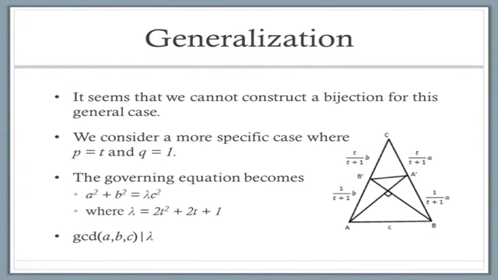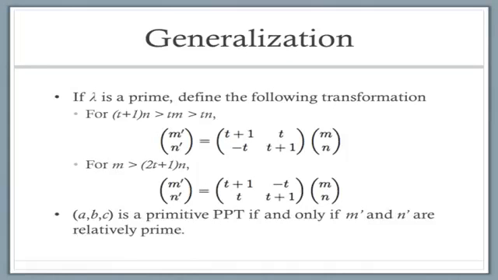Therefore, if we want to construct a bijection, we want to look at a more specific case, say P equals T and Q equals 1. And then the governing equation becomes as follows by substituting P and Q. And we can see that the GCD of A, B, C will divide lambda. Therefore, it is natural to ask what happens when lambda is a prime. If lambda is a prime, then the GCD of the triples can only be 1 or lambda. Therefore, we should eliminate the triples with GCD equals lambda.